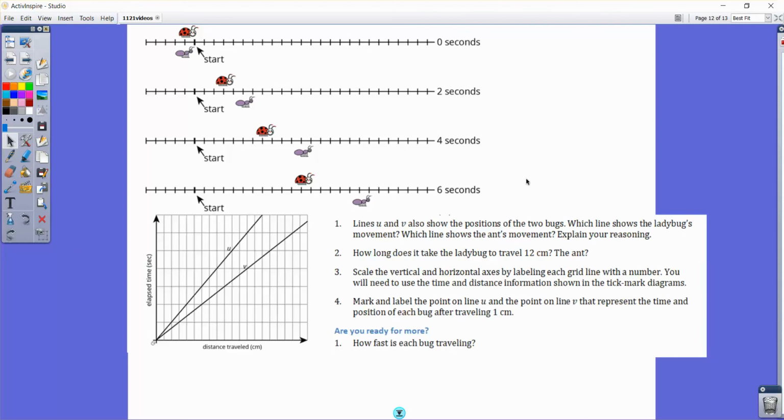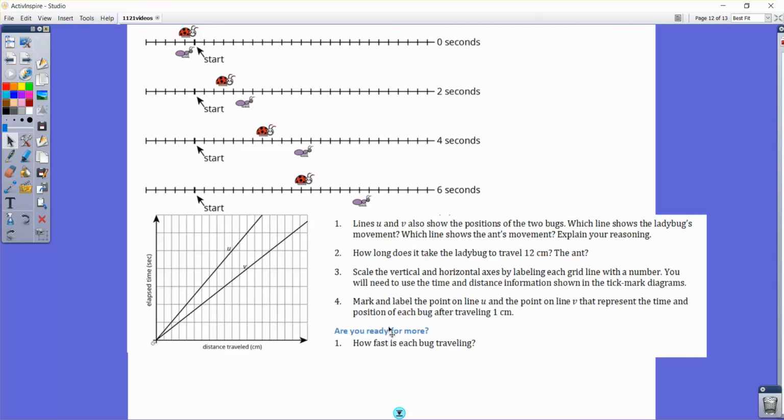So your job here is to figure out, and of course, take a look at the way the graph is structured. Time is on the y-axis and distance is on the x-axis to kind of get an idea of what's going on there. I will tell you for future reference, generally whenever there's time involved, time is typically on the x-axis, but in this particular graph the time is on the y-axis. But I digress. What line shows ladybugs, which line shows the ants, and explain why.